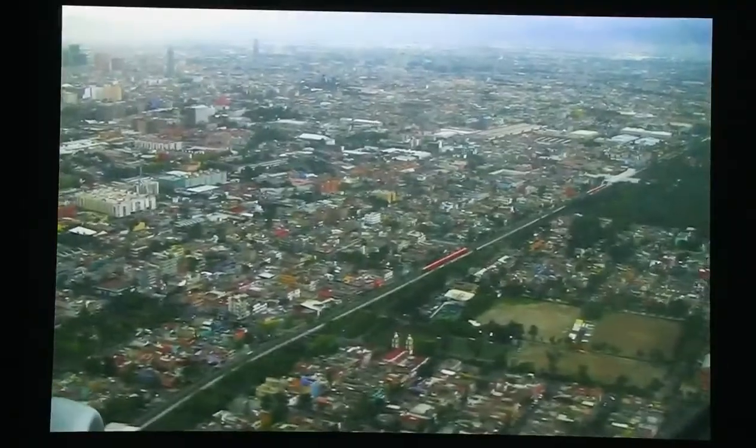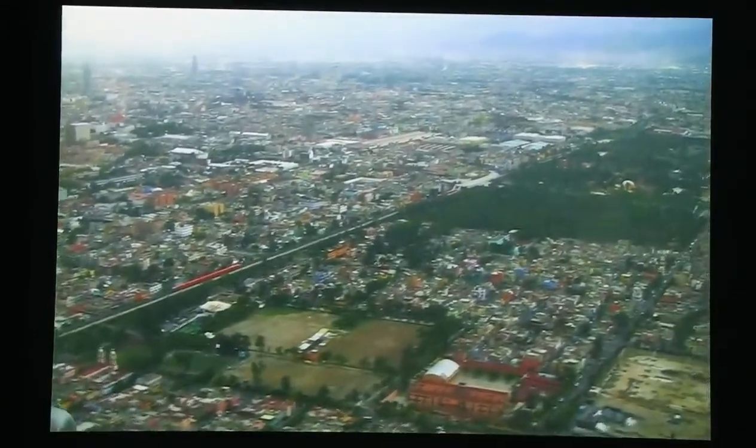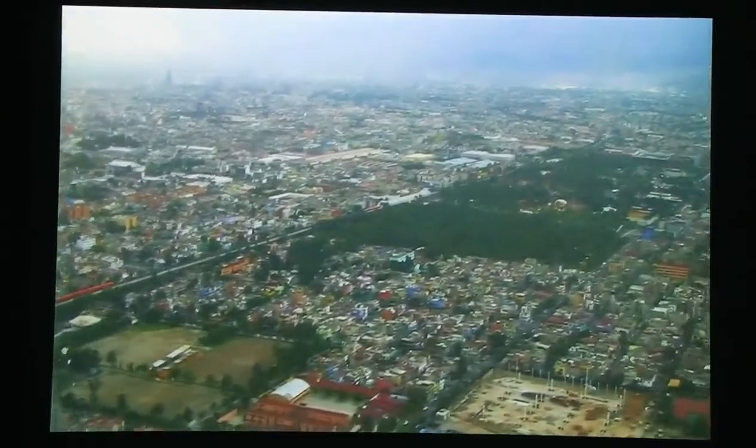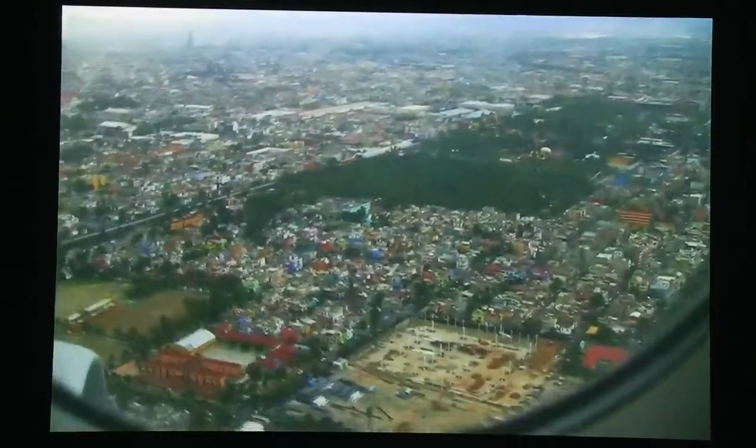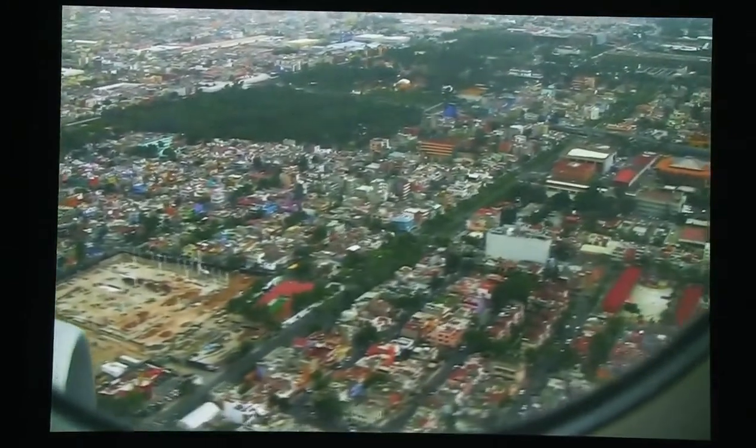Mexico City. Please ensure your carry-on items and tray table are stowed, your seat back is in the full upright position, and your seatbelt is securely fastened. Also at this time, all portable electronic devices must be turned off until the aircraft is parked at the gate. We'll be on the ground shortly.